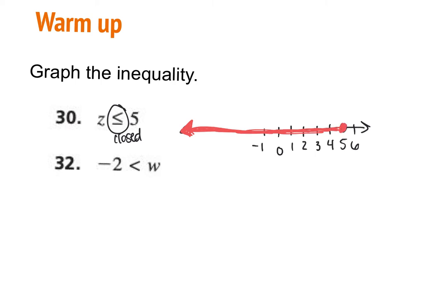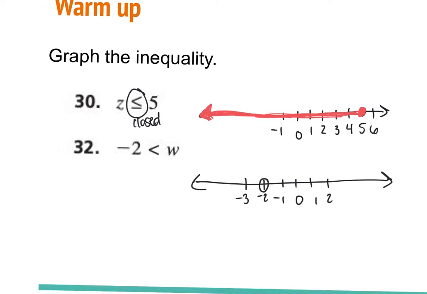So that was number 30. And then number 32, we're also going to draw a number line. Here's 0, here's negative 1, negative 2, negative 3, here's 1, here's 2. We are going to put an open dot at negative 2. Why is it open? Because it is less than, not less than or equal to. And for those of you that like to rewrite this, this is the same as W is greater than negative 2. You can flip it.